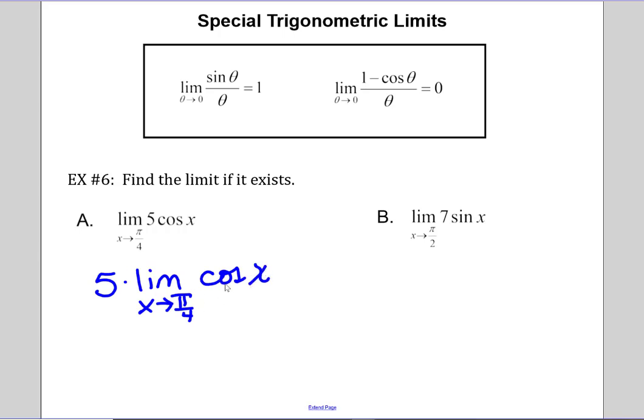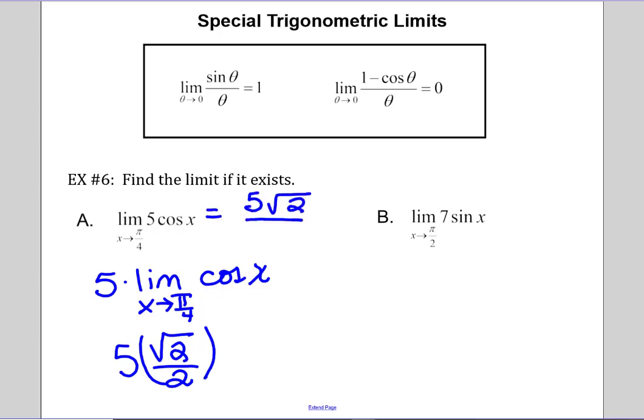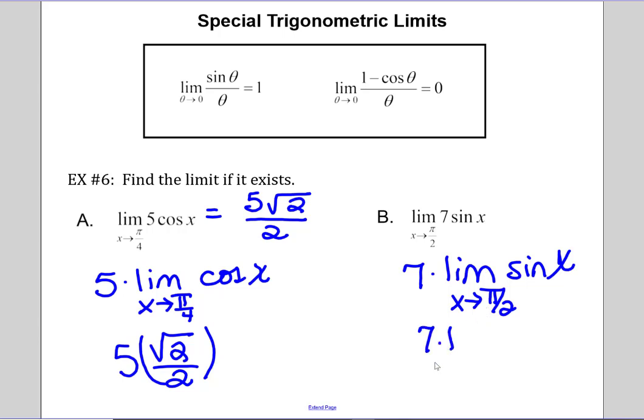If you think about the cosine function at pi over 4, that's square root of 2 over 2. So 5 times the square root of 2 over 2 is your limit, or you can say 5 radical 2 divided by 2. In this same sense, if you substitute the sine, pull the 7 out in the front and think about the limit as x goes to pi over 2 on the sine function, then you know that the sine at pi over 2 is 1, so 7 times 1 gives us a limit of 7.